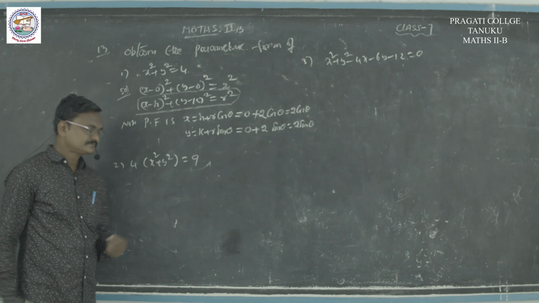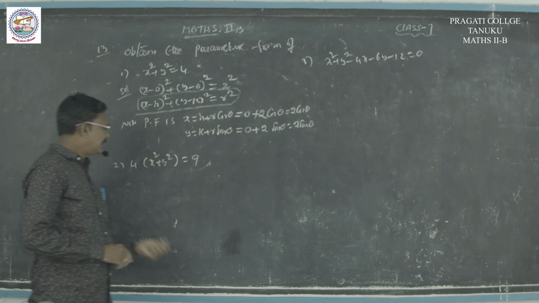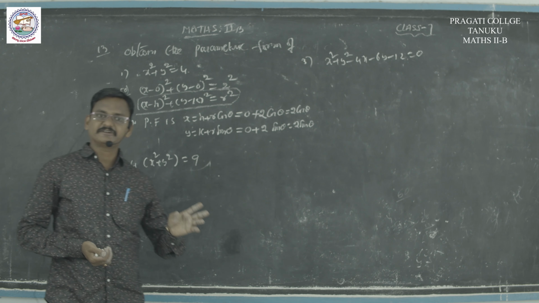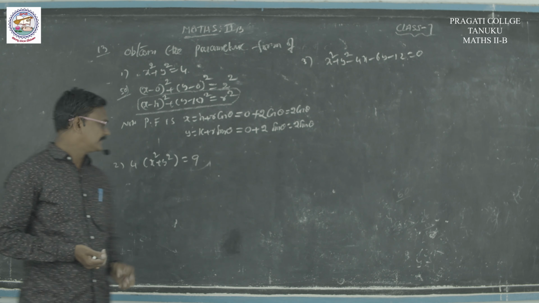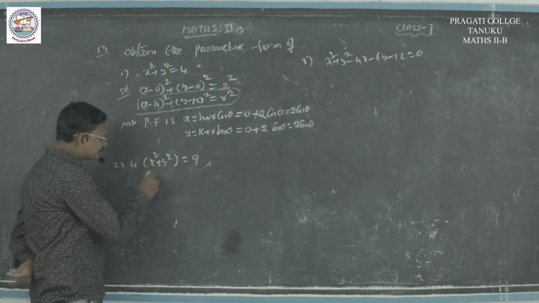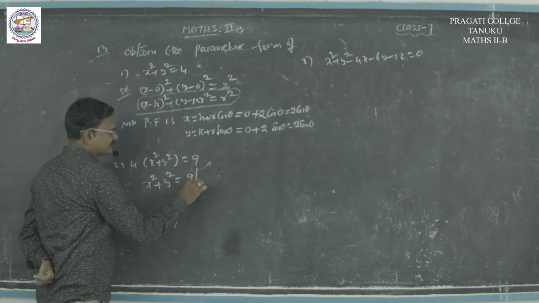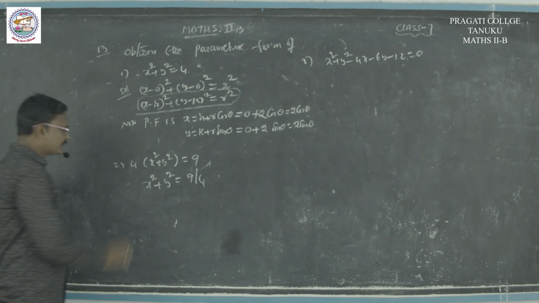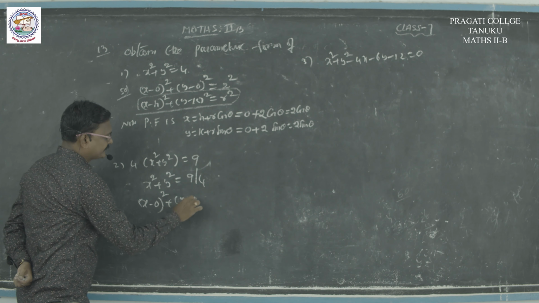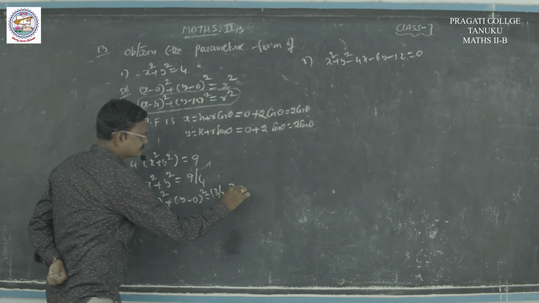And the next one, 4 into x square plus y square is equal to 9. I told you already, when we are doing circle problems, the coefficient of x square and y square must be unity. But here 4 is there. So first we have to divide by 4. Then the given problem can be written as x square plus y square is equal to 9 by 4. Now this can be expressed as x minus 0 whole square plus y minus 0 whole square is equal to 3 by 2 whole square.